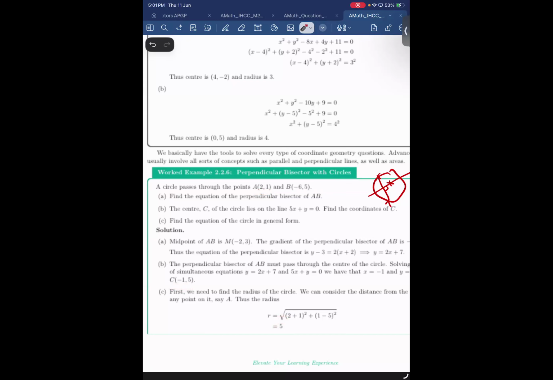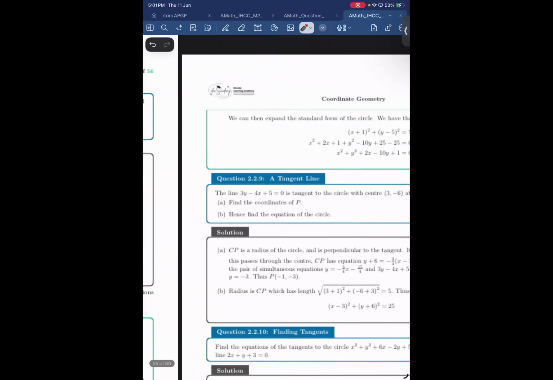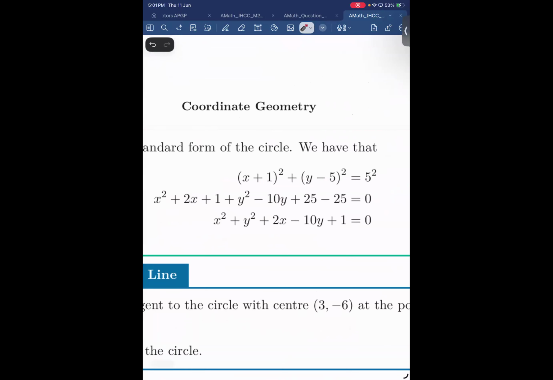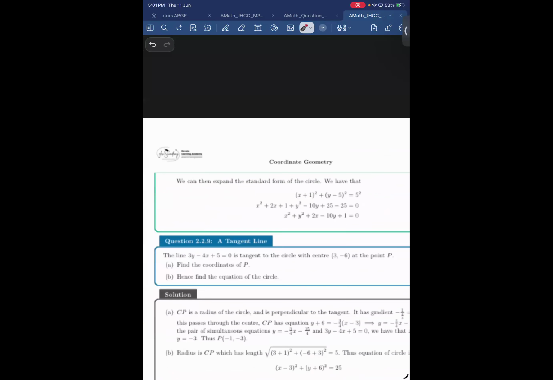Then now I can write the circle's equation in standard form. The center is (-1, 5), so (x plus 1) squared plus (y minus 5) squared. The radius is 5, so 5 squared. Then you expand everything and move everything to the left side. And this is finally your general form.